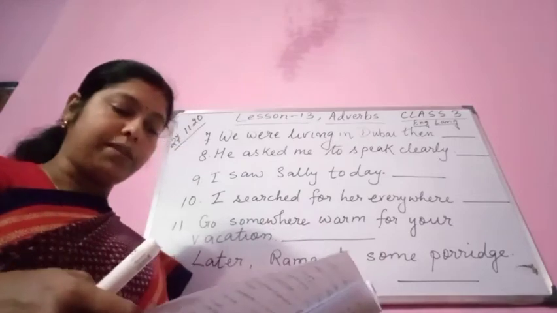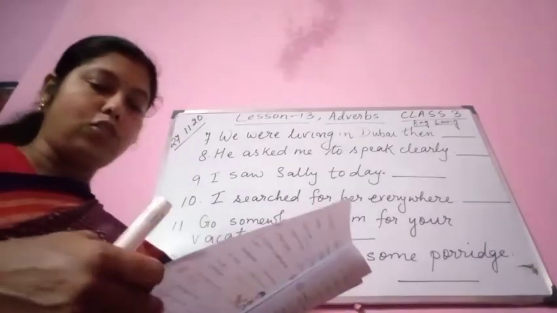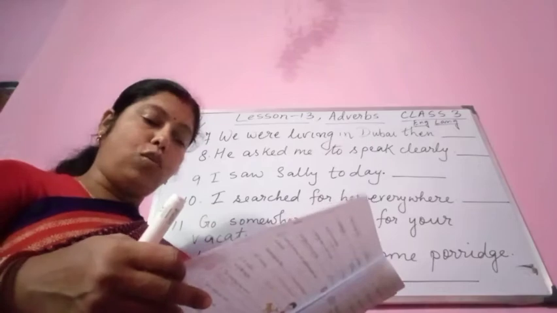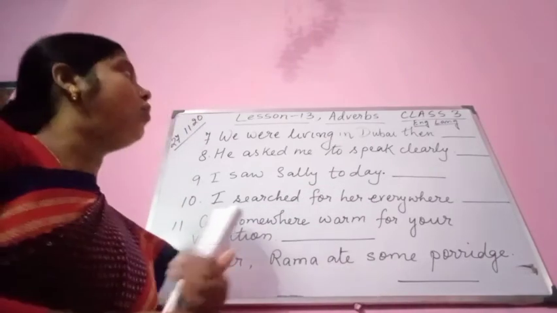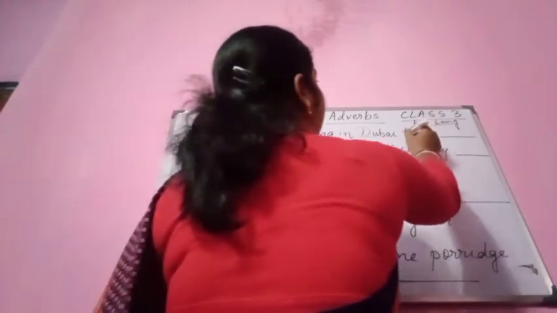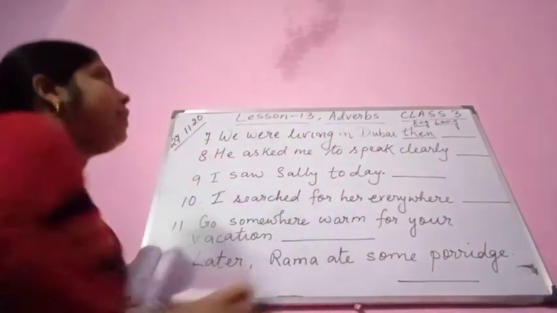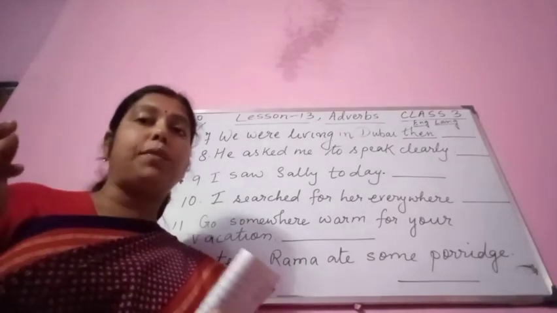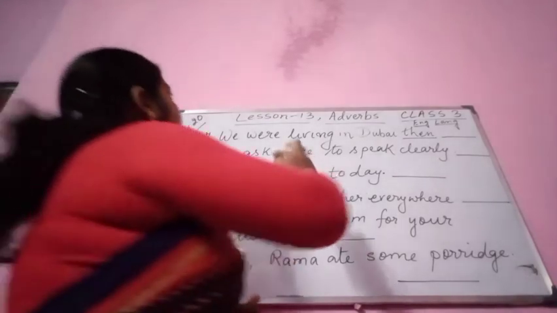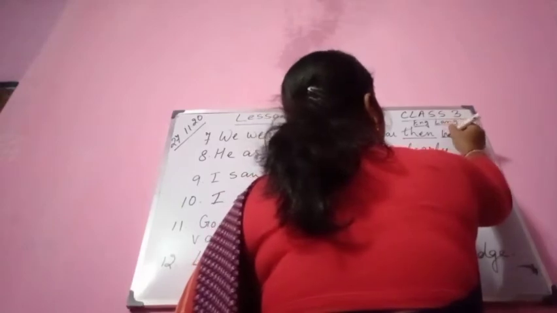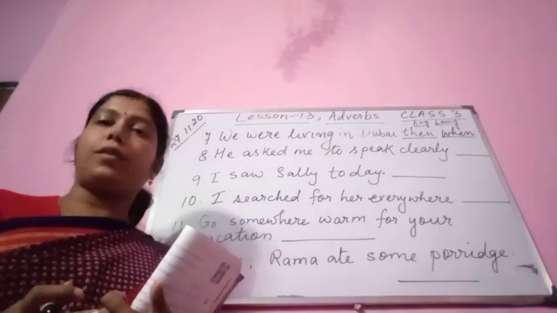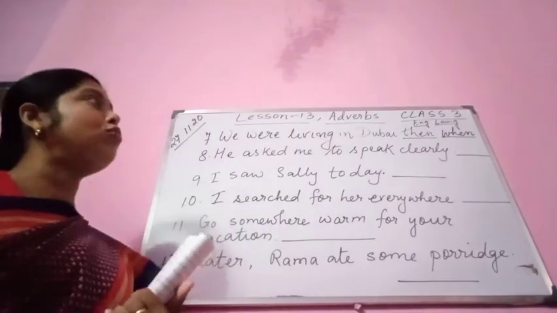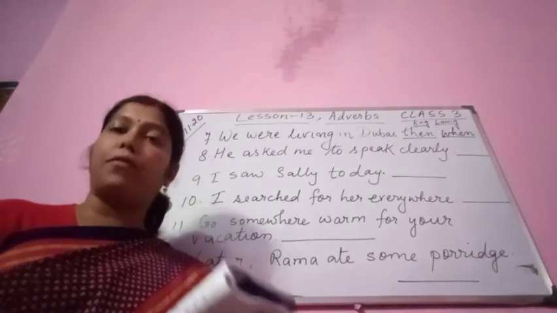Alright. So, you see number 7. We were living in Dubai then. So, when were we living in Dubai? Then. When the action was performed, then. So, you write down here, when. We were living in Dubai then. Then is an adverb here, and it is telling us about when the action was being performed.